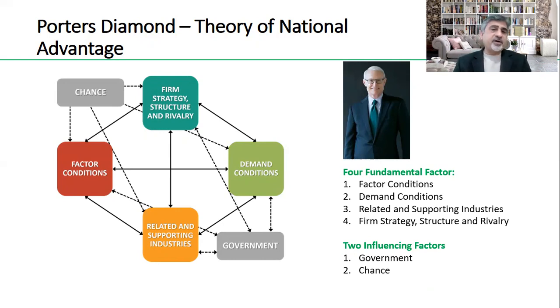So these are the four fundamental factors. Apart from these four fundamental factors, we have two influencing factors as well. In some books these influencing factors are given, sometimes they are not given, because there are four main fundamental factors. We call them factor conditions, demand conditions, related and supporting industries, and strategy, structure and rivalry within the home market. Influencing factors are government, because government can influence all of these four factors literally by regulating or deregulating. Government could provide conditions.